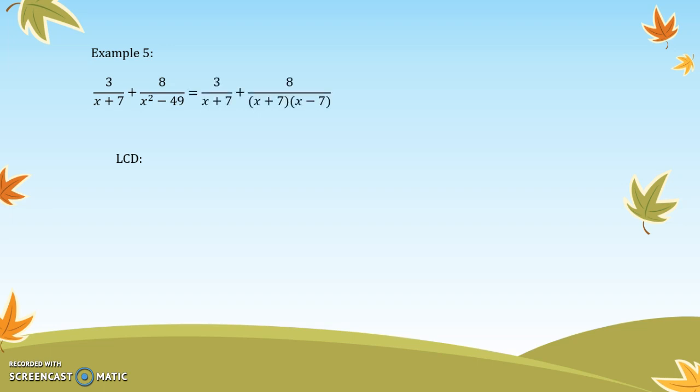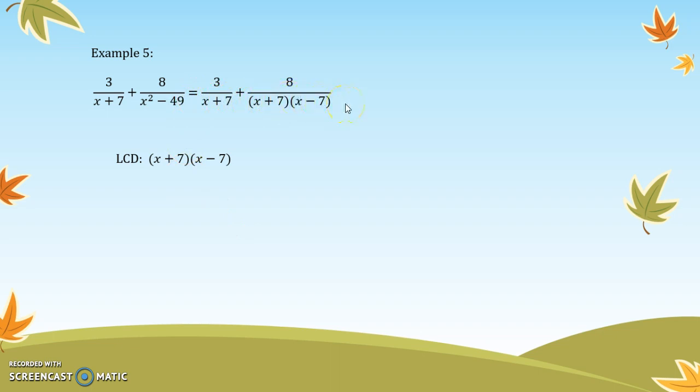We now need to identify our common denominator. So notice the left and the right both have an x plus 7, but we also need to take into consideration this x minus 7. So our common denominator is going to be the x plus 7, which is from here and here, but we also need to have the x minus 7.